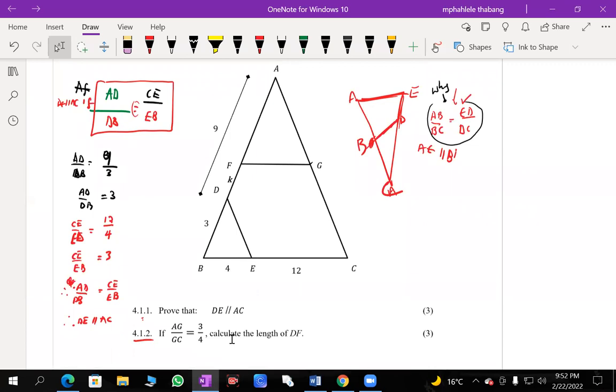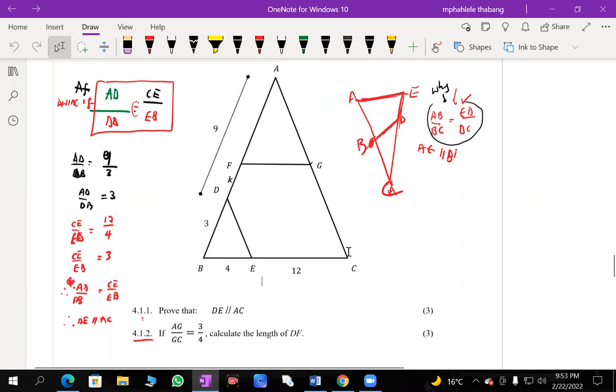AG over GC, or AF over FB. So I want to prove FG is parallel to BC without using it. Prove FG parallel to BC, since DE is parallel to AC.